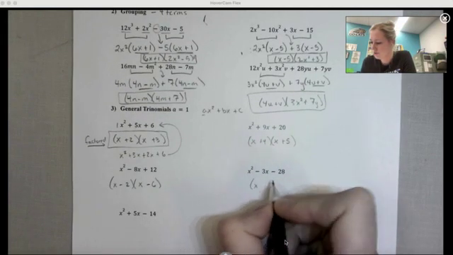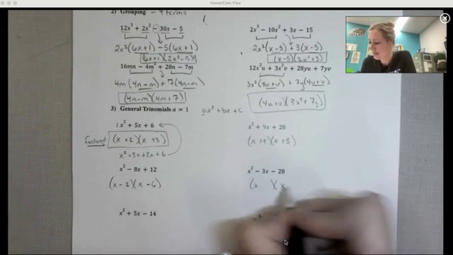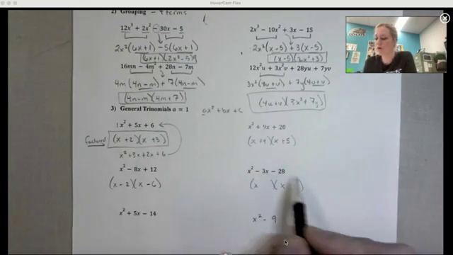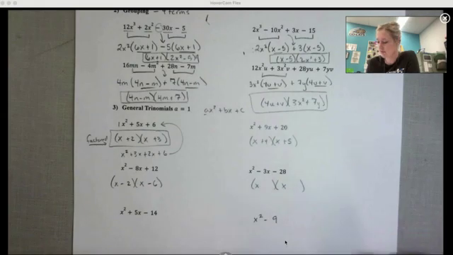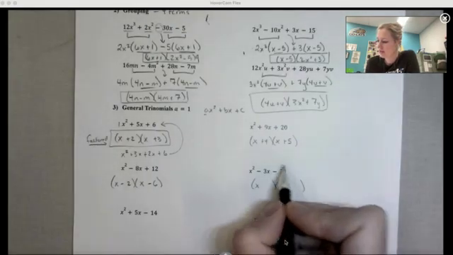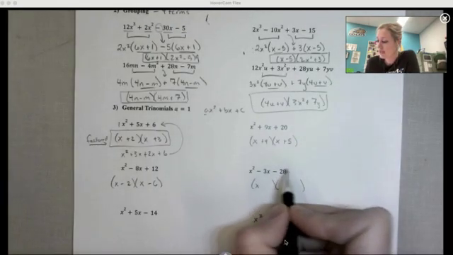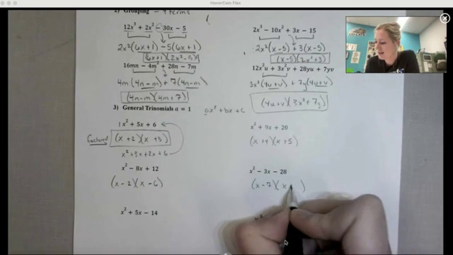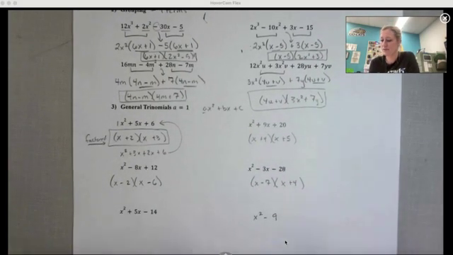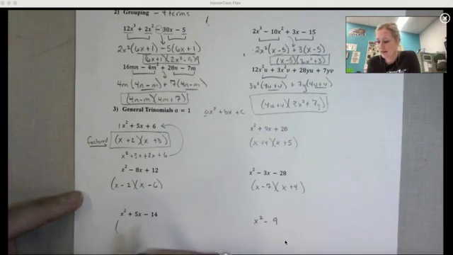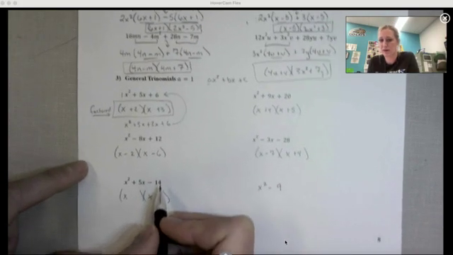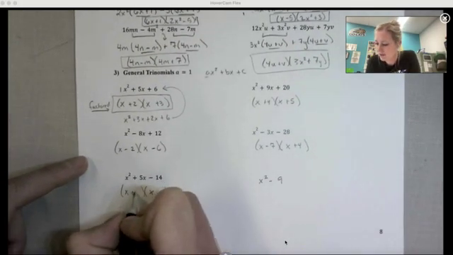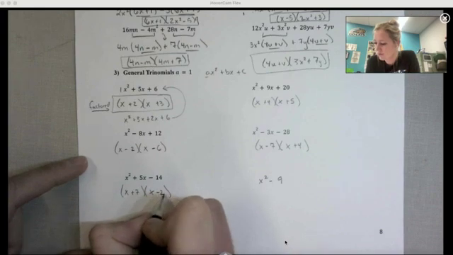Numbers that multiply to be negative 28 and add up to be negative 3. So one of these is going to be negative, one's going to be positive for that to happen. I need them to multiply to be negative 28 and add to be negative 3. So that's going to be negative 7 and positive 4. This one, I need them to multiply to be negative 14 and add up to be positive 5. So that would be positive 7 and negative 2.